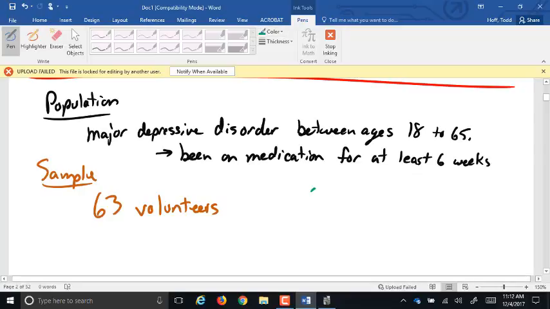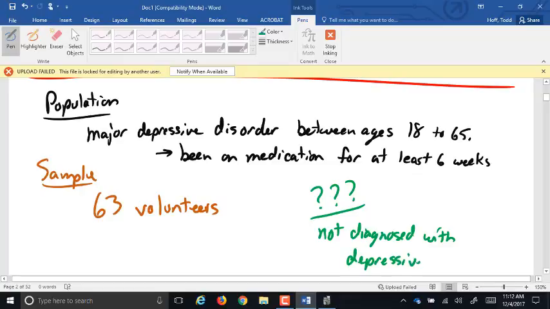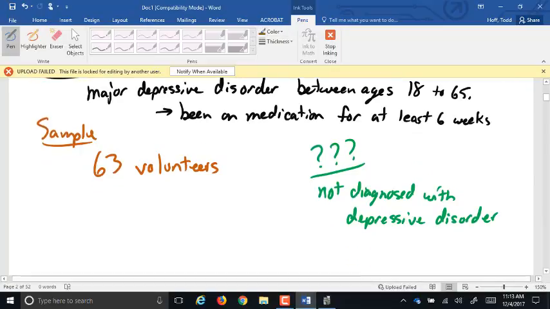Did they take anybody that was not diagnosed with a major depressive disorder? They did not. Why not? I mean, in the last group, they took some people that had used steroids and some that didn't. In this case, why didn't they have to have a group that didn't have a depressive disorder?